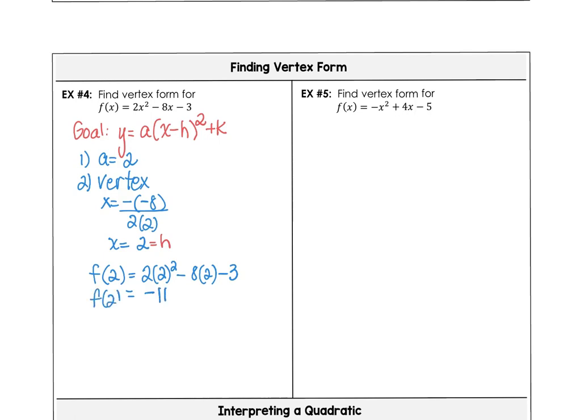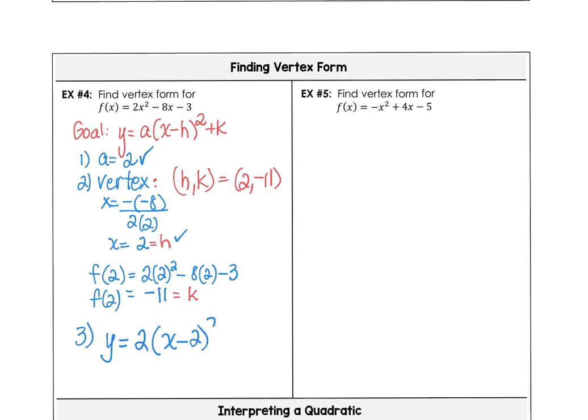So the k value is the y coordinate of our vertex. So we have h, k is positive 2, negative 11. This is our vertex. And then finally, we've met our goal. So our goal was to write this equation in standard form as vertex form. So y equals a, which was 2, times x minus h, which is 2, quantity squared, plus k, and k was negative 11.